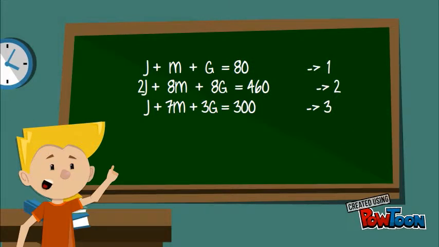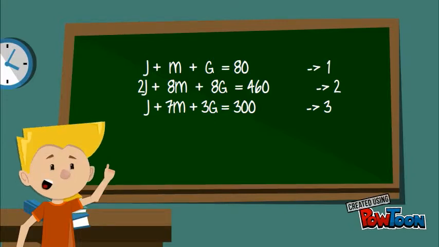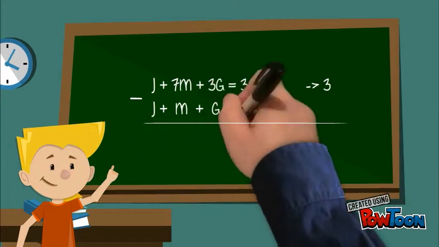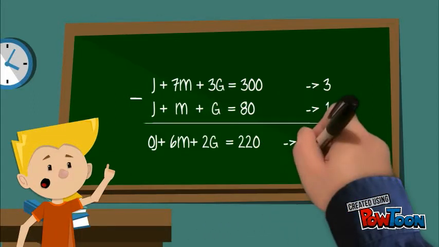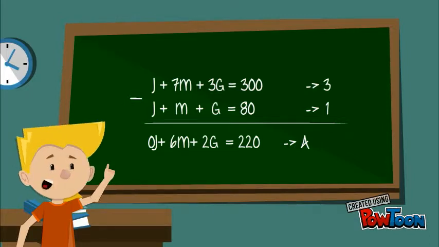From my observations of these three equations, J will be easier to eliminate first, as it has the lowest coefficient among all of the unknowns. Let's compare the first and third equation. J plus 7M plus 3G equals 300, minus J plus M plus G equals 80, equals 0J plus 6M plus 2G equals 220. Therefore, this is a new equation which we can name as A.